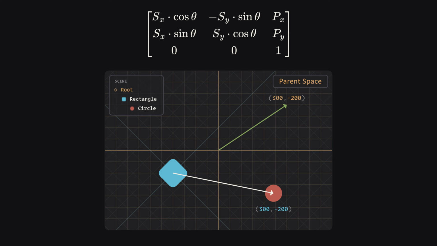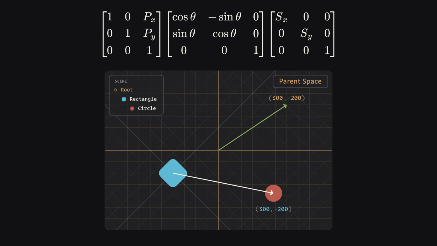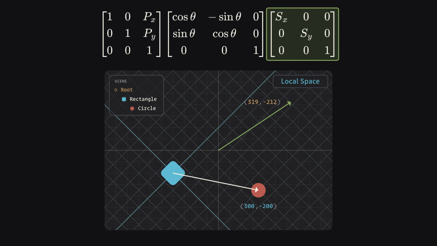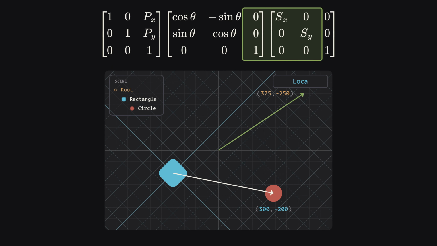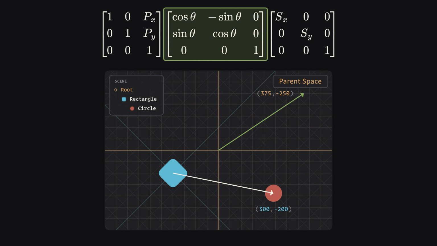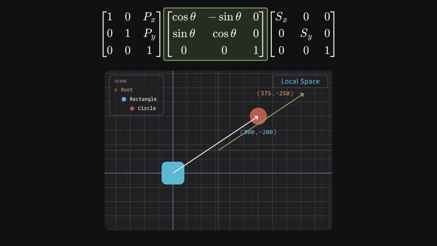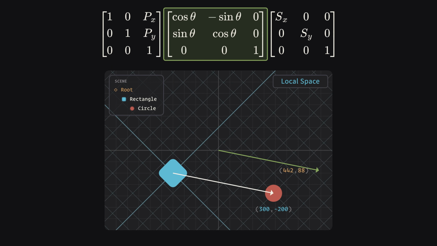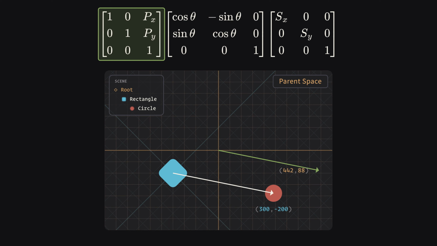Remember, this matrix is a combination of three individual transformations. First, we're scaling the position by whatever the parent scaling factor is. We're applying the scaling transformation of the original local space to the position. Next, we're rotating the scaled position around its new origin by the same angle by which the parent is rotated. We're applying the rotation transformation of the original local space to the position. And lastly, we're translating the scaled and rotated position by the parent's position.